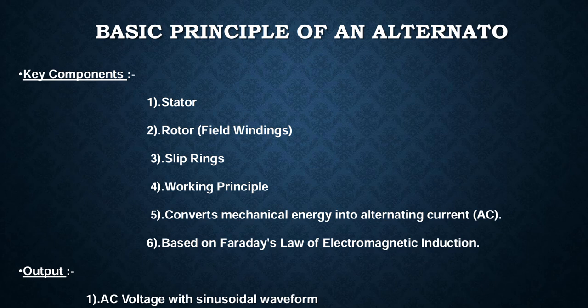The basic principle of an alternator: key components. The key components of an alternator are stator, rotor, and slip ring. Working principle: it converts mechanical energy into alternating current based on Faraday's law of electromagnetic induction. And the output of this alternator is AC voltage with a sinusoidal waveform.